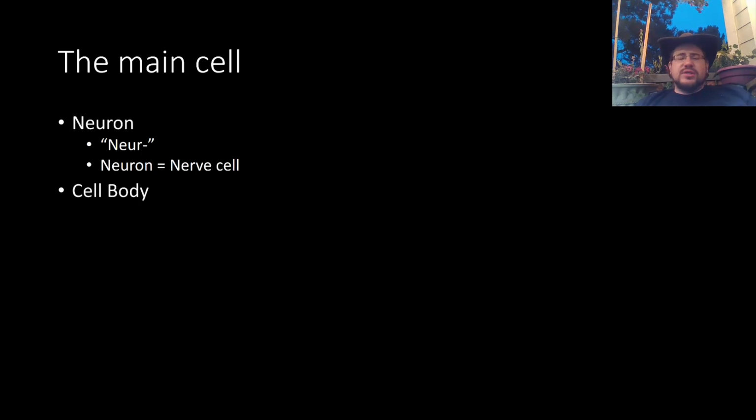There are three basic parts to a neuron. We've done this before, but might as well review it. There's the cell body. The cell body of the neuron is where we find the nucleus. It's also where we find the organelles and most of the cytoplasm in the cell. It's the largest portion, or the largest volume portion. Anyway, that's the cell body.